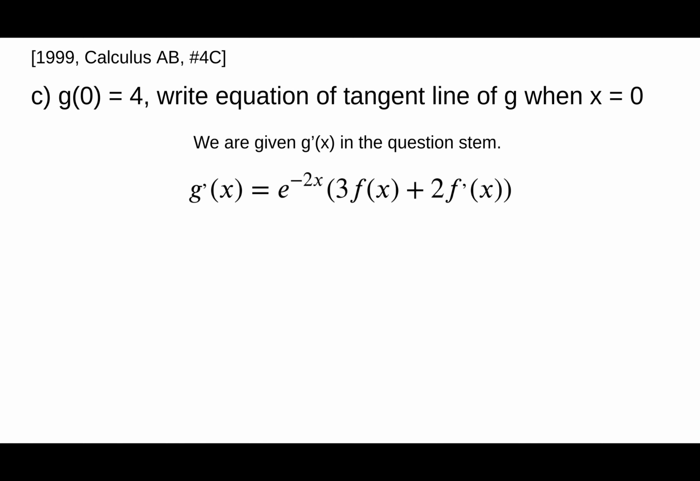G prime of x is given to us as e to the negative 2x times the group 3 times f of x plus 2 times f prime of x. We know we're substituting x equals 0 in. We know from the question stem what f of 0 is, and we know from the question stem what f prime of 0 is. So we're just going to substitute all of that information into g prime to determine g prime of 0.